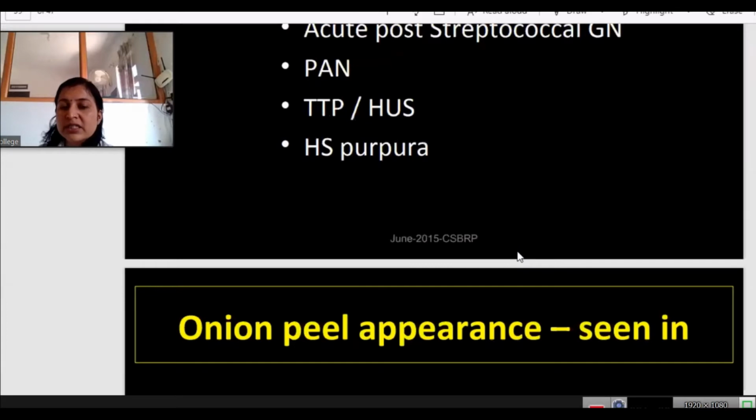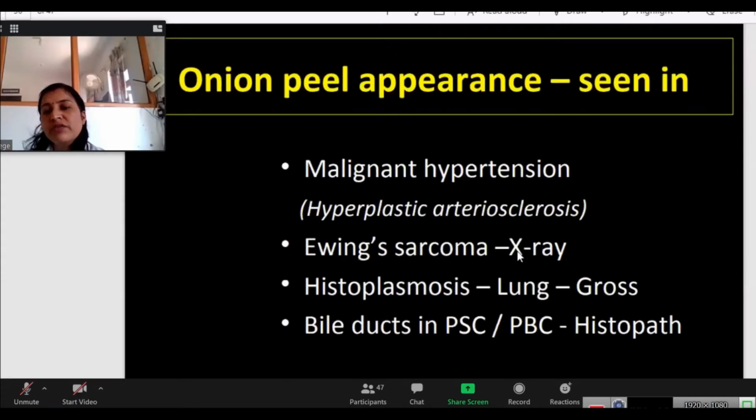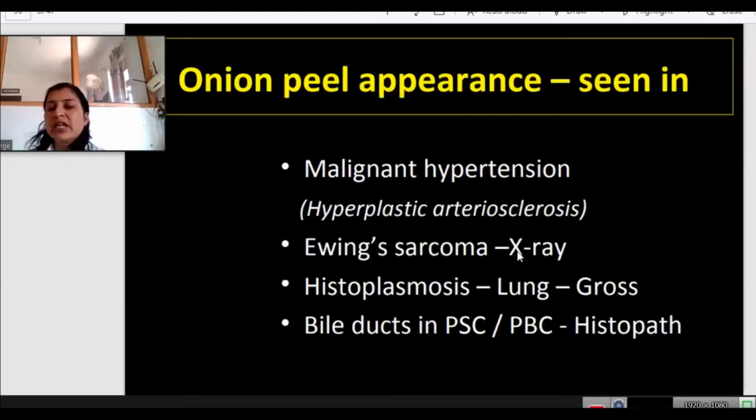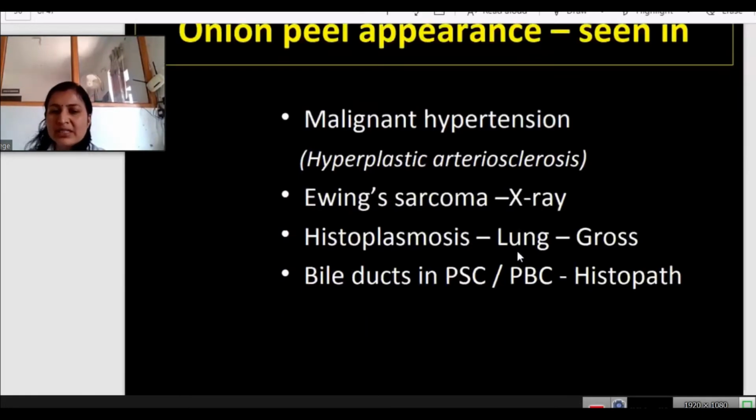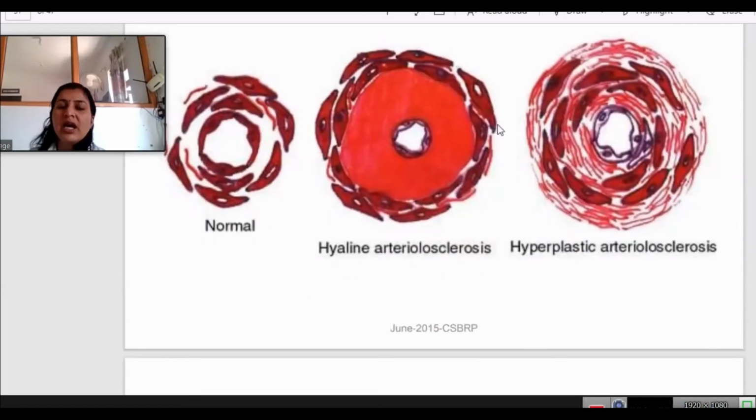Here we are discussing in the context of malignant nephrosclerosis. Why is there an onion peel appearance? Because of hyperplastic arteriosclerosis. There is concentric hypertrophy and hyperplasia of the blood vessels. And this differential dynamics I just skipped, so that it doesn't make you confused. I just want you to know the normal. See, in benign, there was arteriosclerosis that was hyaline, meaning this is the endothelium, and beneath the endothelium, some hyaline material was accumulated. But in hyperplastic, what happens is concentric enlargement of the components of the blood vessel wall.